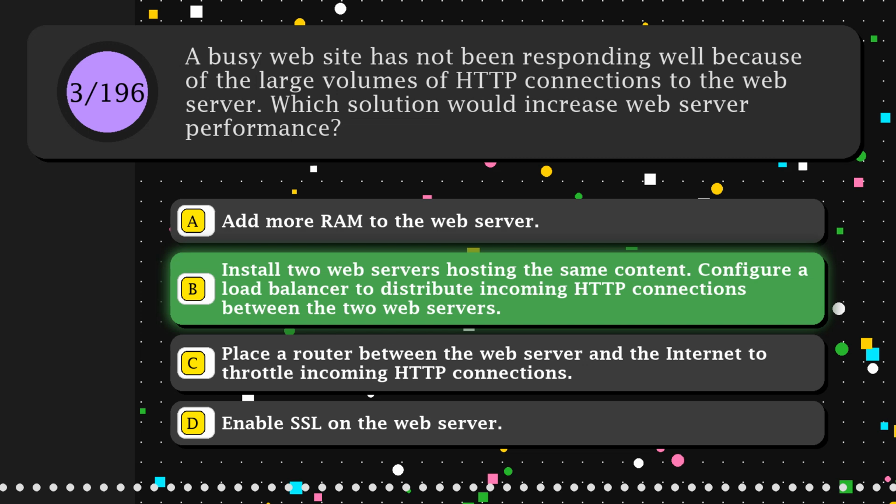The correct answer is option B. Install 2 web servers hosting the same content. Configure a load balancer to distribute incoming HTTP connections between the 2 web servers.